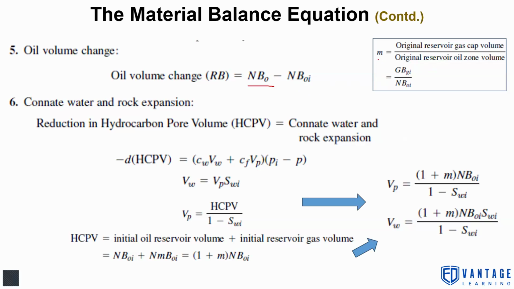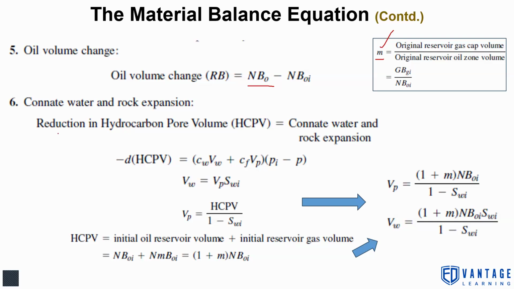There is something called M, which is original gas cap volume by original oil zone volume. If there is a primary gas cap available in the reservoir, we will also plug in M to understand what is the actual in place. We want to convert this gas volume to oil equivalent volume. We sometimes call this OEG, oil equivalent gas, which incorporates the M factor, which converts gas volume to oil volume.